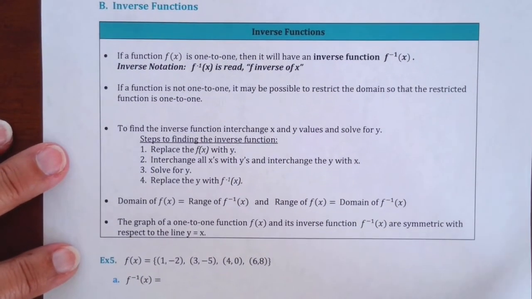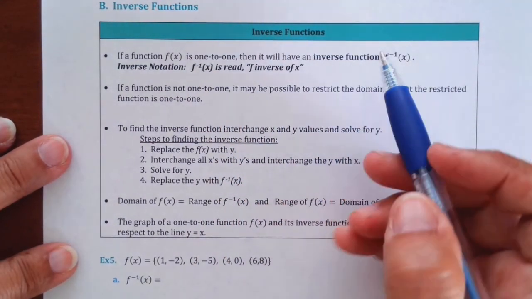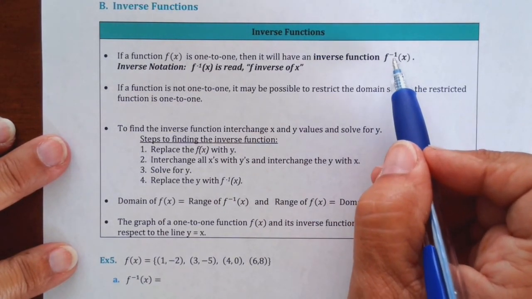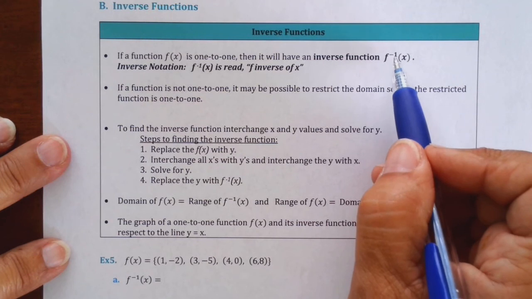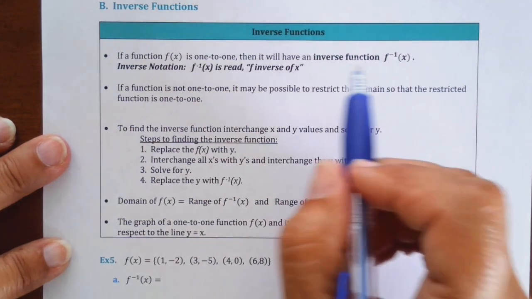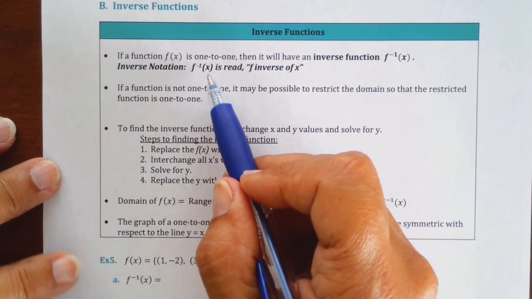All right, so now we're going to move on to finding the inverses and a little bit about them. So if a function is one-to-one, then it will have an inverse function. And this is the notation for inverse functions. That's not f to the negative 1 power. You can't raise a function, a letter, to a number. This is just the notation for inverse. So you read that f inverse of x, okay?